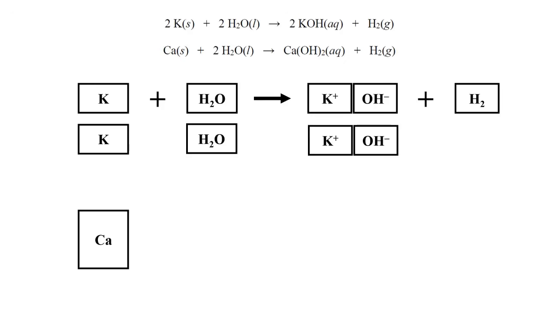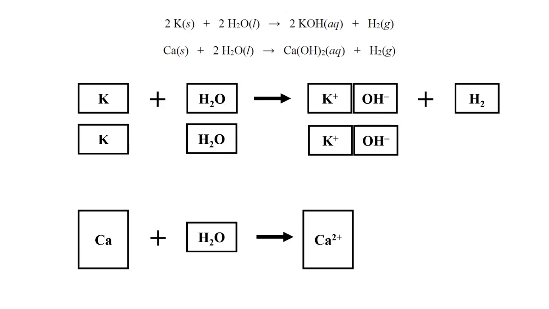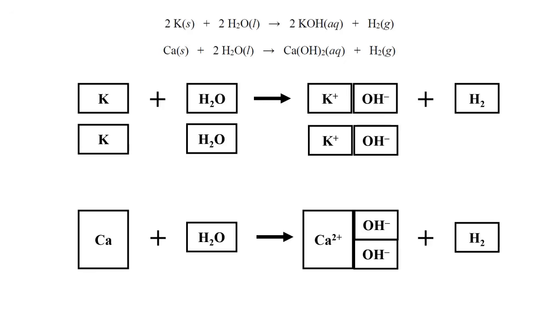When calcium reacts with water, it produces the ionic compound calcium hydroxide, which contains calcium ions and hydroxide ions, and it also produces hydrogen gas. And when this equation is balanced, we'll add another water molecule to the left. Now we have coefficients from left to right of 1, 2, 1, and 1.